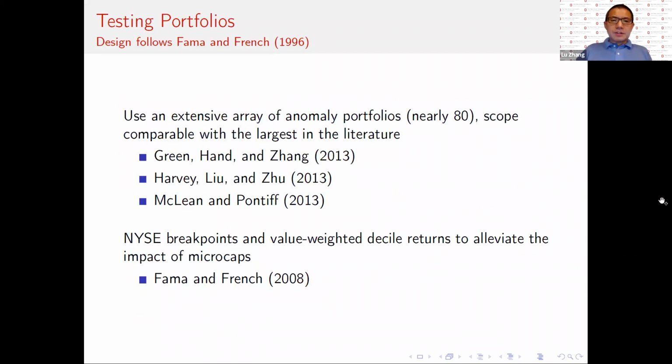Testing portfolios, again, you can recognize the design follows heavily the Fama French 1996 paper, which is probably the most successful asset pricing paper in that decade. We use an extensive array of anomaly variables, close to 80 at the time. Later on, we substantially expanded our testing portfolios. So the scope is comparable at the time with the largest in the literature: Green, Hand and Zhang, the Harvey, Liu and Zhu paper, and Kim's paper with co-authors, which has a lot of macro factors. McLean and Pontiff at the time had only like 82; later on they extended to 100.